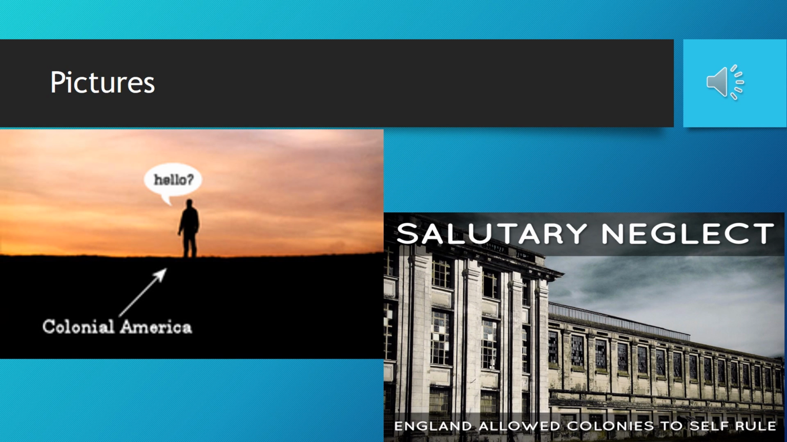With these pictures, we can help illustrate the causes of the salutary neglect. For example, the first picture on the left-hand side is a man screaming hello with a question mark, and that represents colonial America. This represents that colonial America was pretty much left by itself with no answer from Great Britain at all and left alone to do whatever it wanted. On the right-hand side, we have a picture of the salutary neglect with a definition saying England allowed colonies to self-rule, meaning that the British really didn't care about them, left them, and they eventually became a sovereign nation.